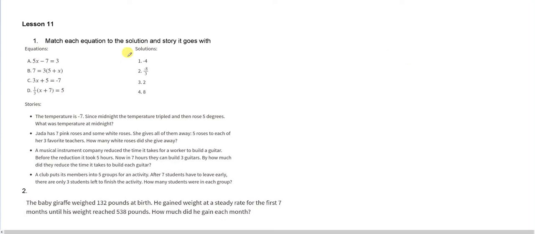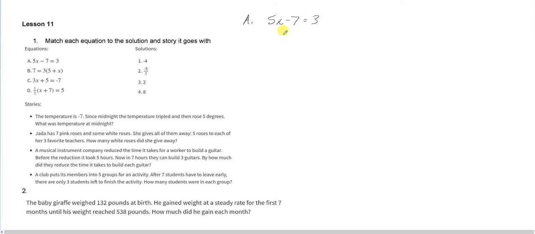We're looking at lesson 11 and we have these equations. We're matching them to solutions and stories that go with them. So I think the first step that I'm going to show in this video is simply solving the equation. I'm going to do that over here to the side. I'll take that as my first step, and then we'll match them to stories in a minute.